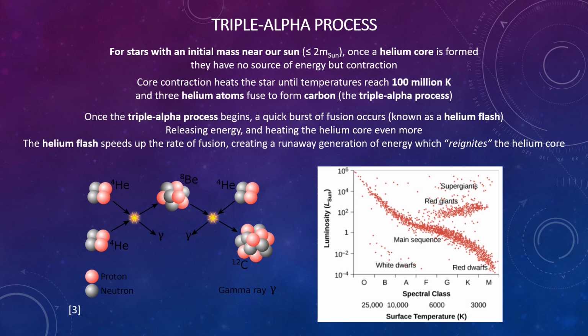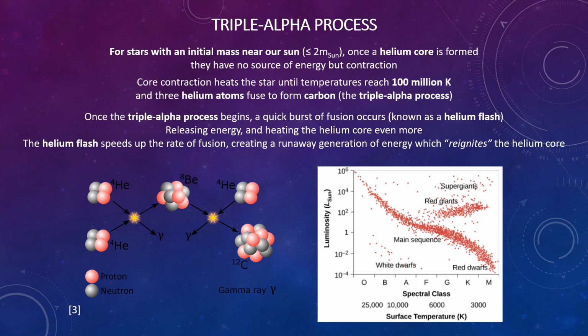So for stars that have masses close to our sun, that is less than or equal to 2 times the solar mass, once the helium core has been formed, they no longer have a source of energy except for gravitational contraction. The gravitational contraction in the core heats the star until the temperatures reach about 100 million Kelvin. And once those temperatures have been reached in the core, you can then have 3 helium atoms combine to form carbon. This is called the triple alpha process.